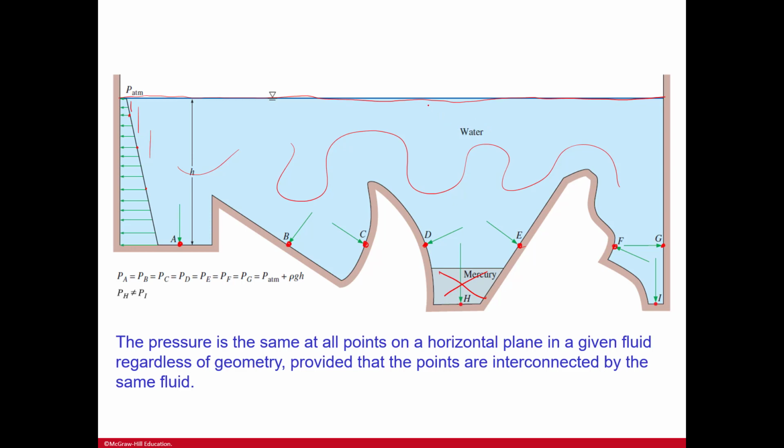So what that means is you can dive here and experience the same pressure. You can dive here and experience the same pressure. But the points H and I are not going to be the same. You cannot dive to the point H, which is in mercury, and experience the same pressure as I. It's going to be a different pressure because you're in a different liquid with a different density.